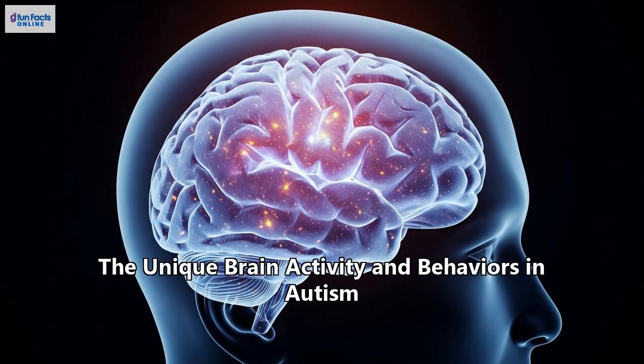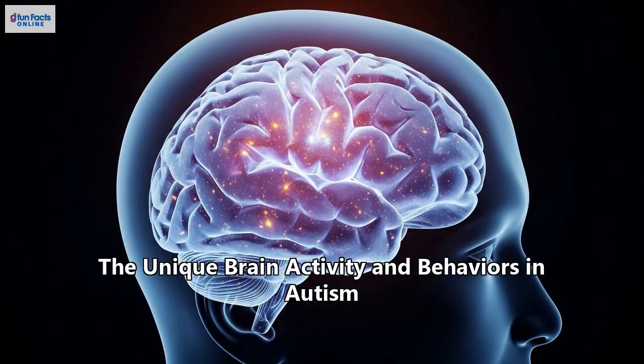Today, we're taking a deep dive into one of the most fascinating subjects in neuroscience, the human brain. But not just any brain. We're exploring the autistic brain, an intricate and unique operating system that perceives and interacts with the world in a way that's truly remarkable. So let's reboot our understanding and explore what makes the autistic mind tick.